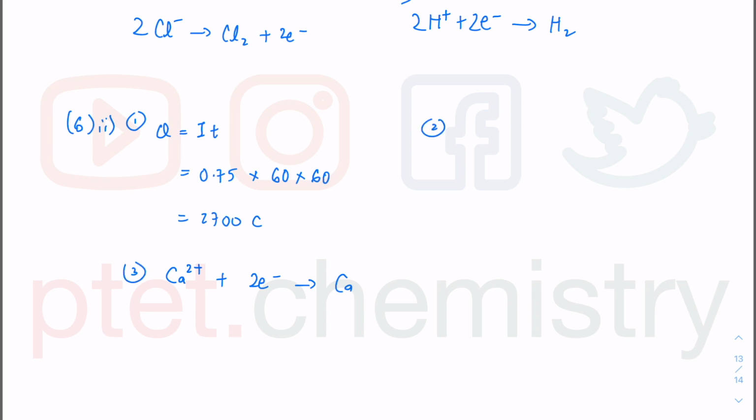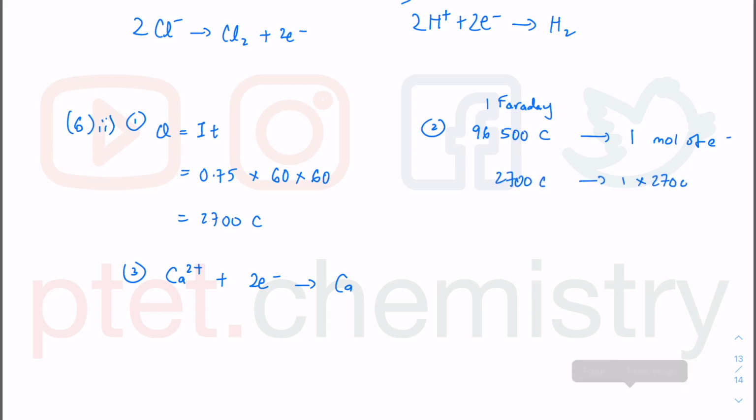This is the total coulomb that passed through. So 96,500 coulomb is 1 Faraday. So 1 Faraday, 96,500 coulomb, is for 1 mole of electrons. So 2,700 coulomb is for how many moles of electrons?